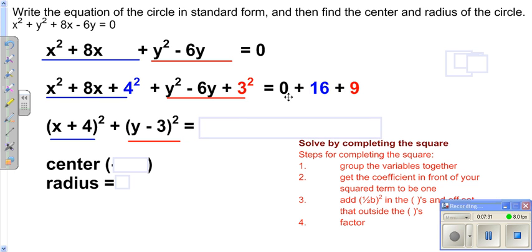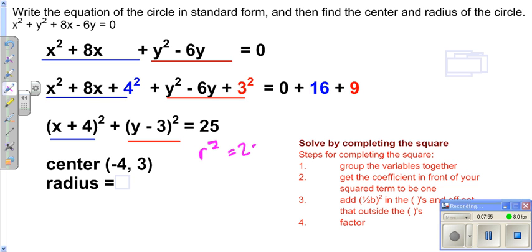Then over here on the right, we take our 0, our 9, and 16, add them together. We end up getting 25. Your center, remember, is always the opposite of what's after the x, opposite of what's after the y. Then you want to go ahead and find your radius. This is r squared, so r squared is equal to 25. So therefore, r, when you take the square root, is 5, so your radius is 5.